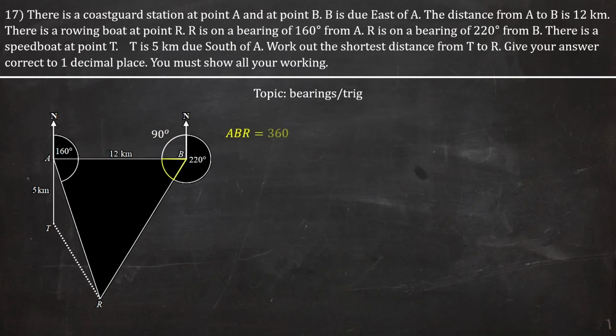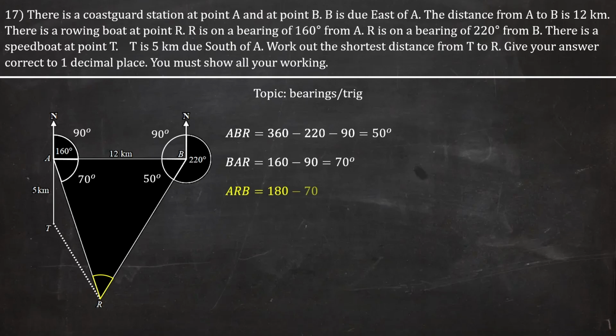So ABR is going to be 360, which is angles around a point, minus 220 minus 90, which is 50 degrees. We can also find that angle over there, angle BAR, because that angle over there is also 90 degrees, and the whole bearing, according to the question, is 160. So that angle, angle BAR, is going to be 160 minus 90, which is 70 degrees. Now that we have those two angles, we can find angle ARB. So ARB is going to be 180 minus 70 minus 50, which is 60 degrees.